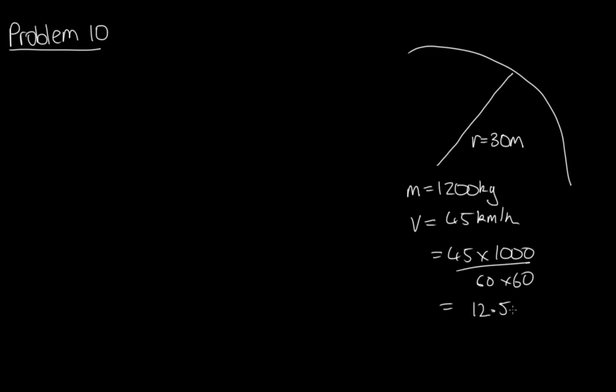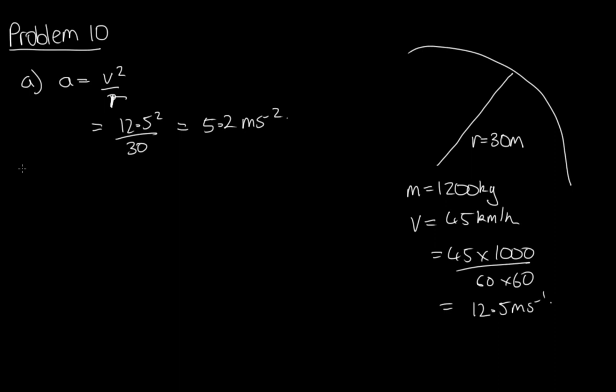12.5 meters per second. Now in part A of the question, we're asked what is the magnitude of the acceleration of the car. So we know that the acceleration is equal to v squared on r, and so this is equal to 12.5 squared over 30, and solving this one on the calculator, we get 5.2 meters per second squared.